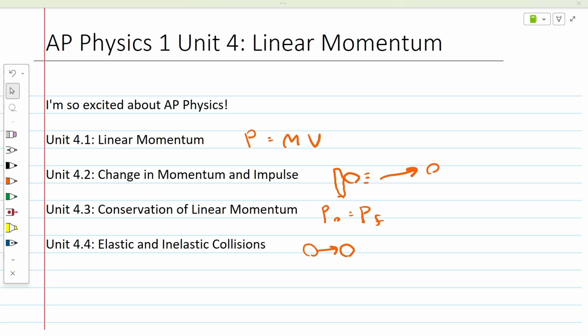These are the four sub-units of Unit 4. We've got linear momentum, where we'll introduce momentum and what it is, and then we'll talk about what change in momentum is, which is impulse, and then we'll cover conservation of linear momentum and how we can apply that to collisions and the difference between the different types of collisions.